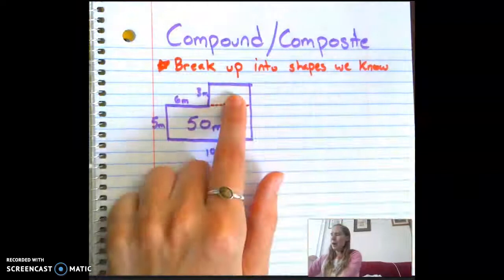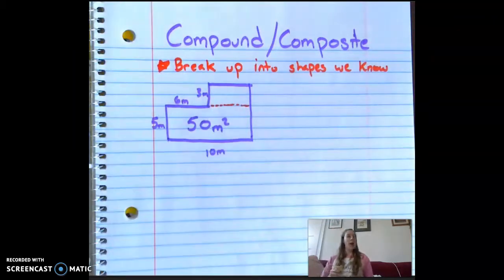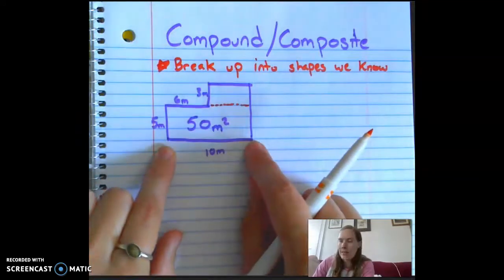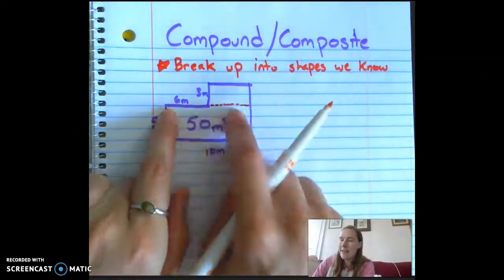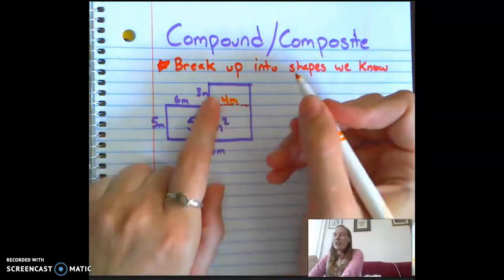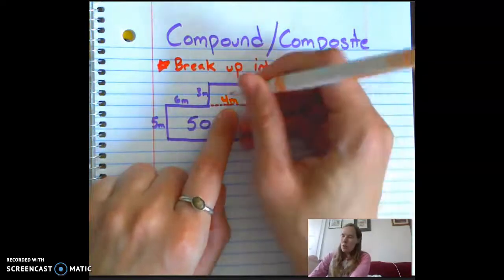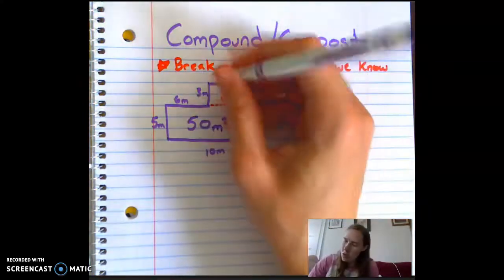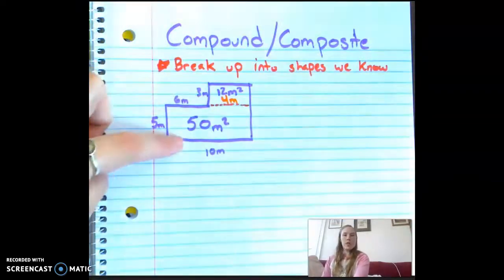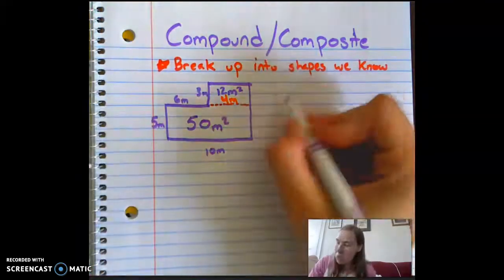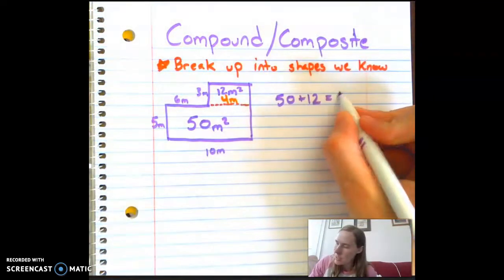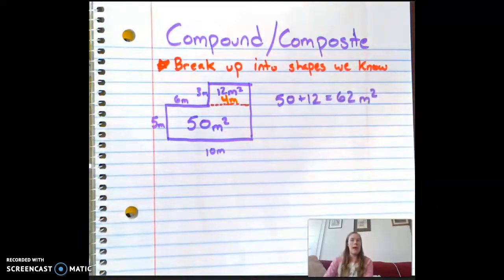But then we have this part, and we don't know what this is. Actually, we do. We know that from here to here is 10, so that means 6 plus what gives us 10? 4. So it's actually 3 times 4, which would give us 12 meters squared. So we found the shape of our first rectangle, we found it of our second one. Now, we just add it up. So we get 62 meters squared.